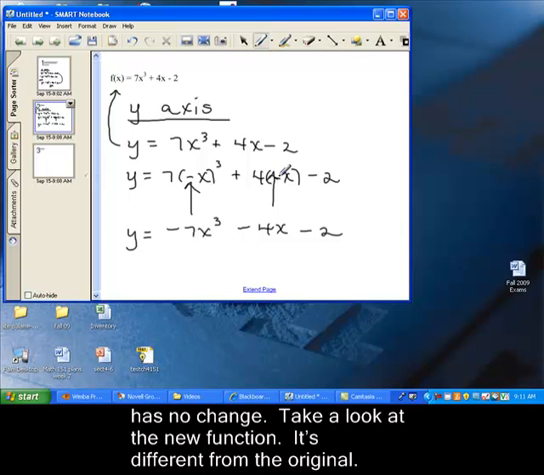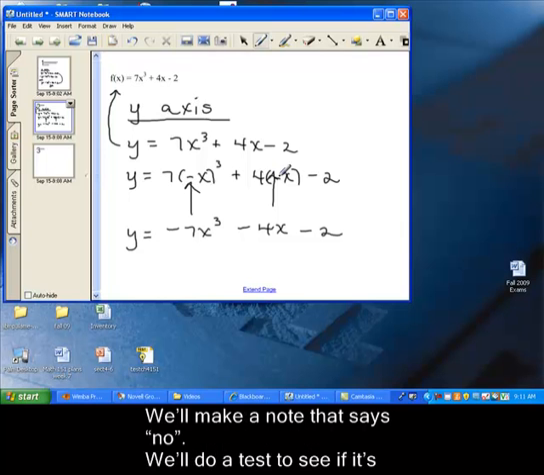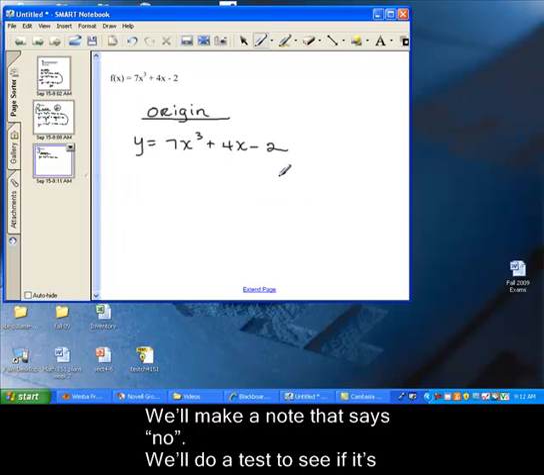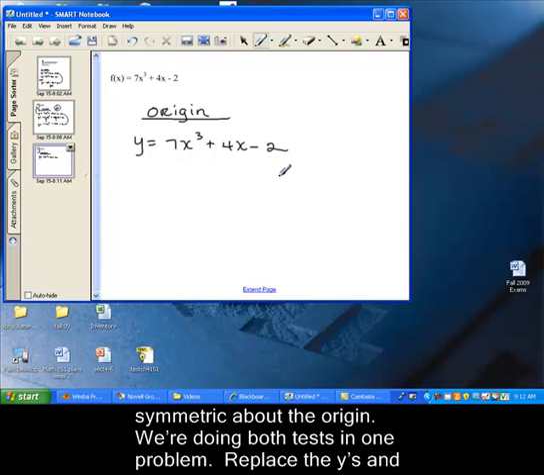Take a look at the original expression and the new function that we have. They are different. If they're different, then this function is not symmetric about the y-axis. So I'll simply make myself a little note that says no, so that I know this one is not symmetric about the y-axis. Next, we'll do the test to see if this function is symmetric about the origin.